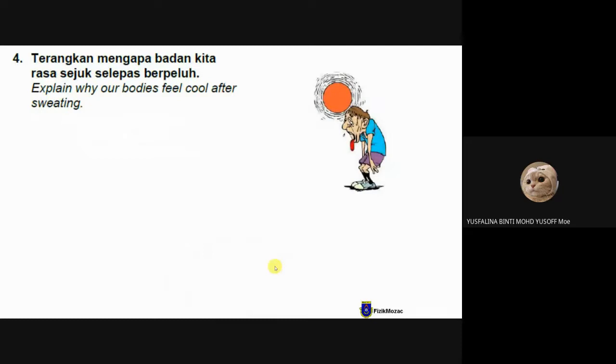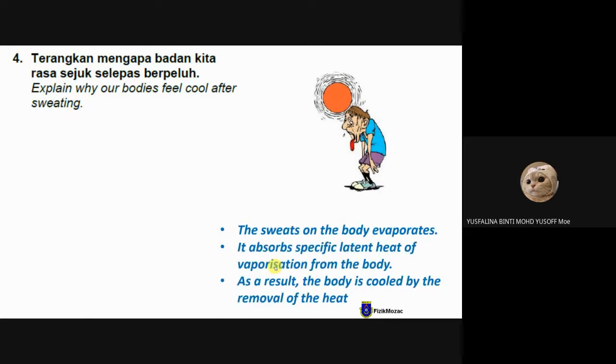Okay, so the next one, explain why our bodies feel cold after sweating. The sweat on the body evaporates, so it absorbs specific latent heat of vaporization from the body. You already learned in science, right? When the sweat occurs, it will take away the heat from your body too. When the evaporation occurs, it will take out the water, the sweat, from your body. At the same time, it will take the heat also. So that's why the body feels cold.